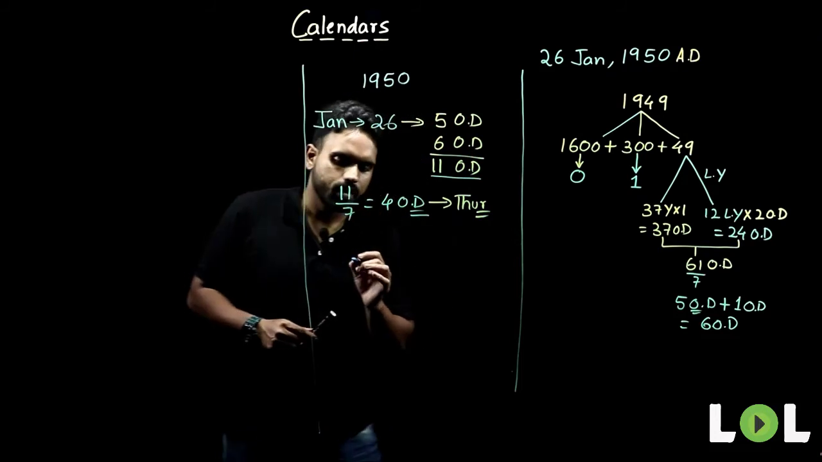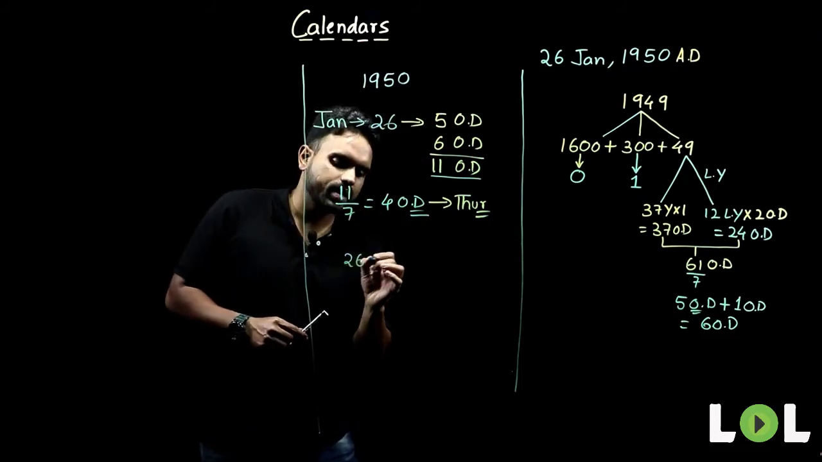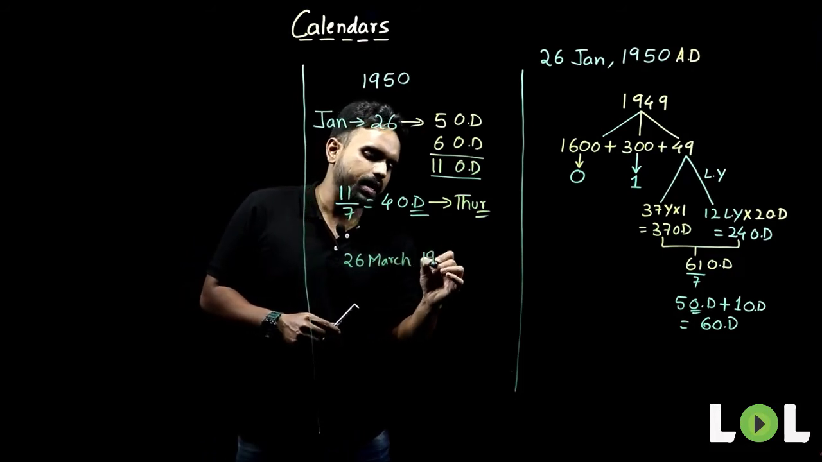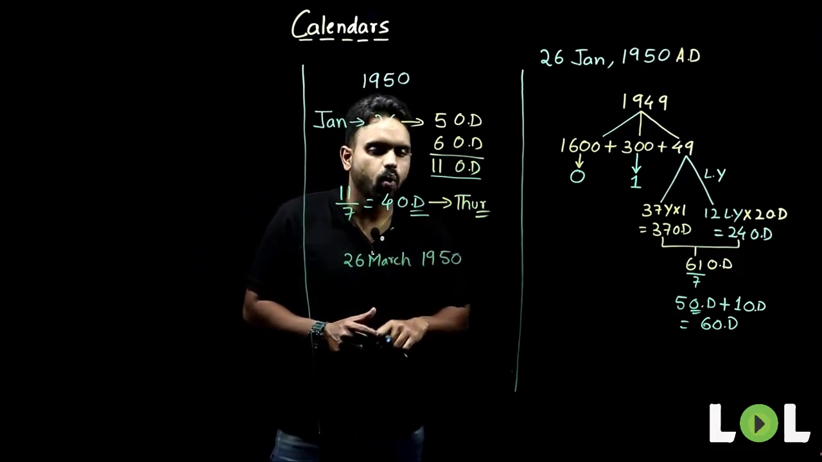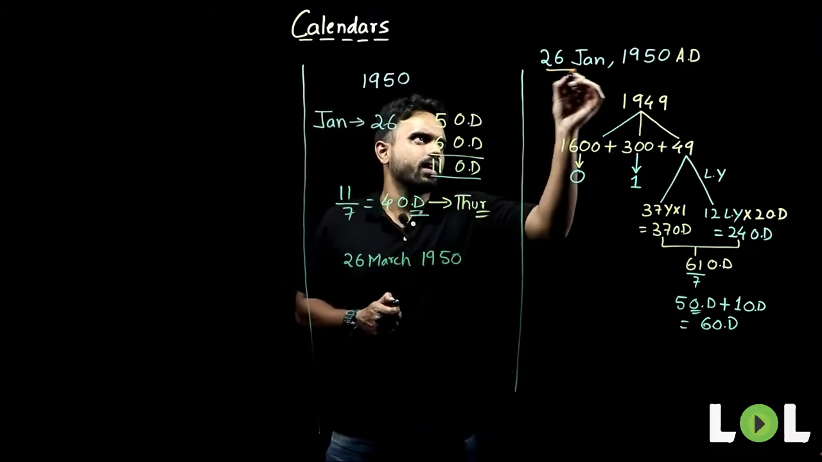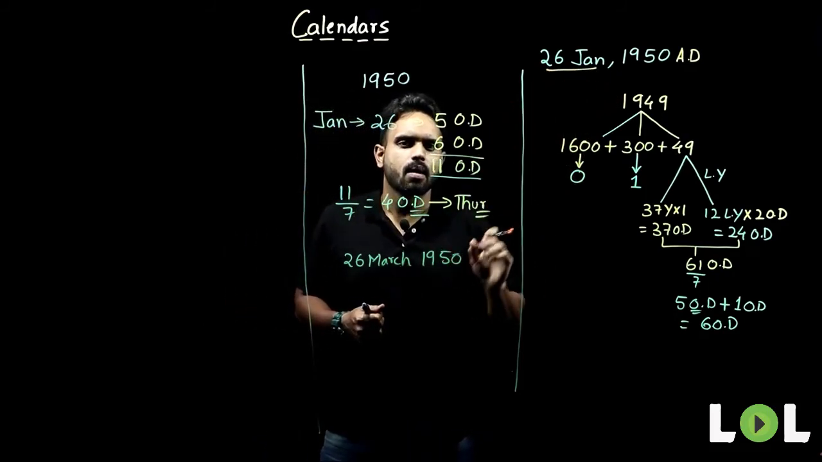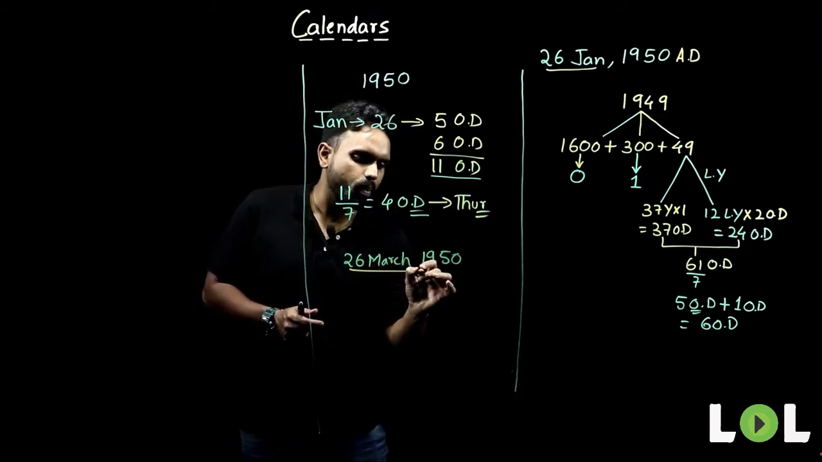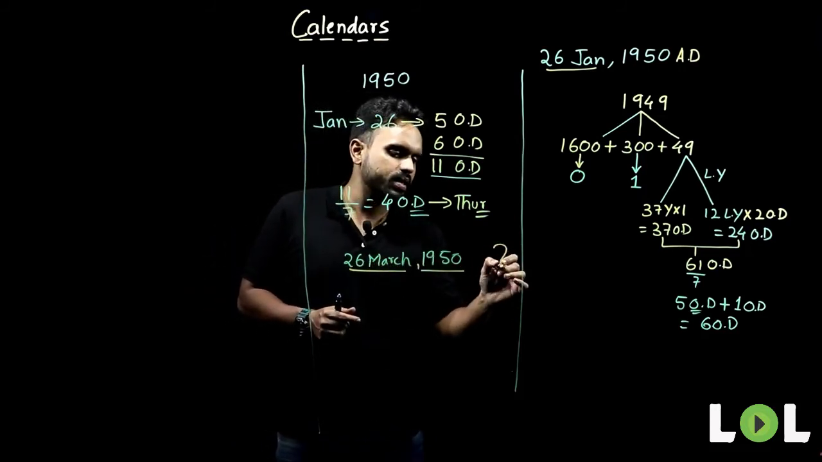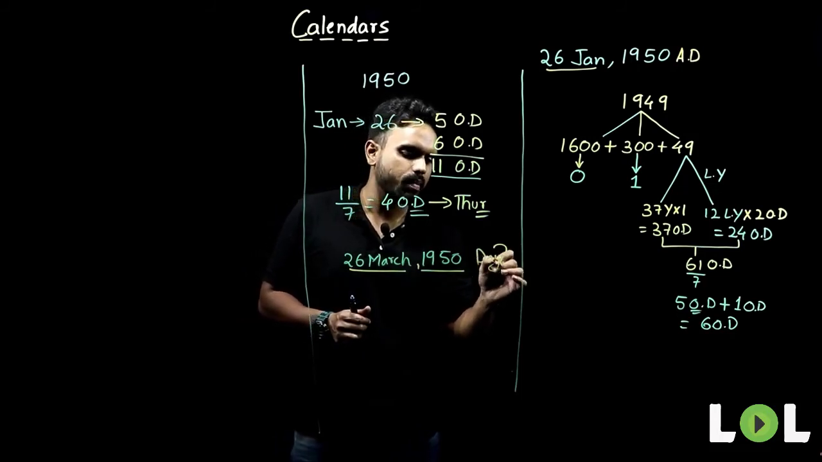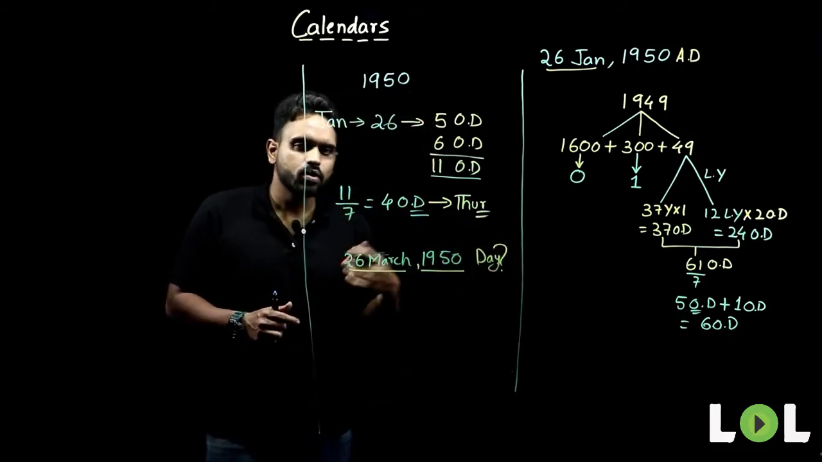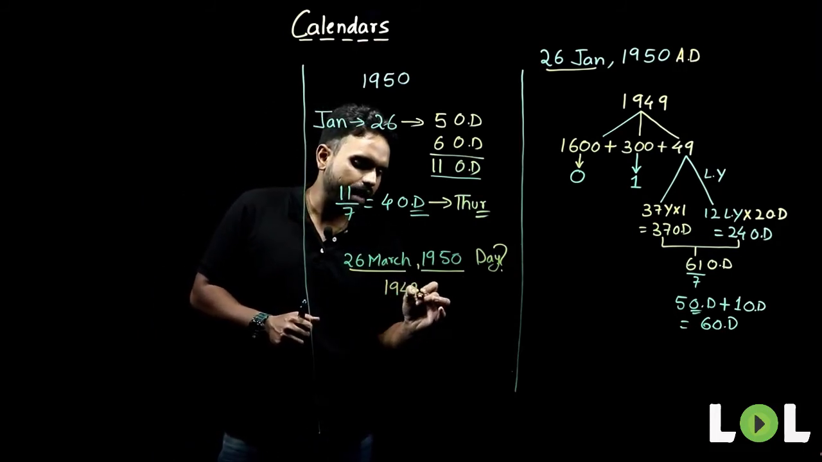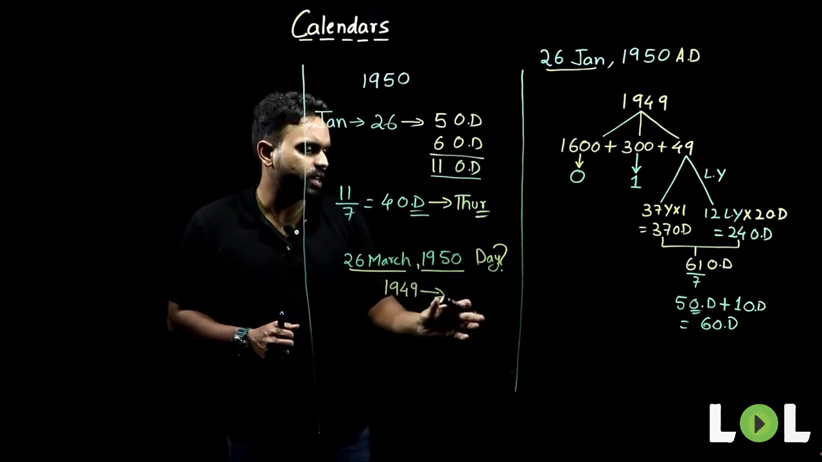Now if I take something like this, 26th of March 1950, what day was it? Since here it was January 26th, months did not come into play. But here it is 26th of March, so months will also come into play. So he is asking what day it was. The question will be, he will be asking you, what day it will be. So how do we go about it? Till 1949 years, I have already calculated, and the procedure will remain the same.